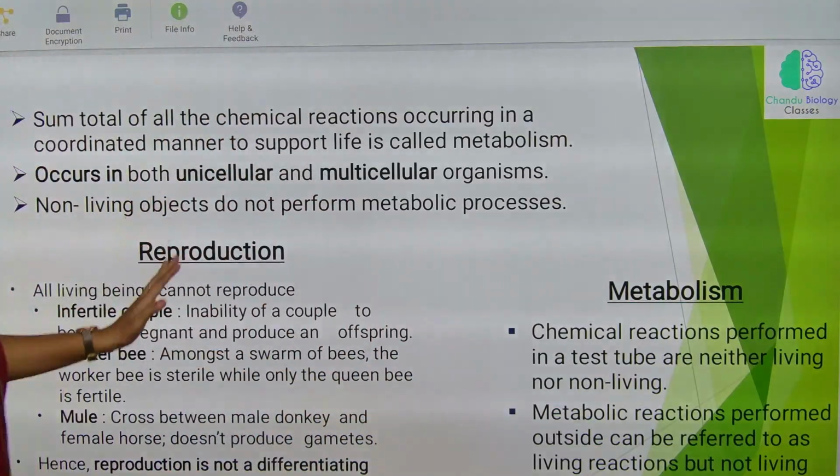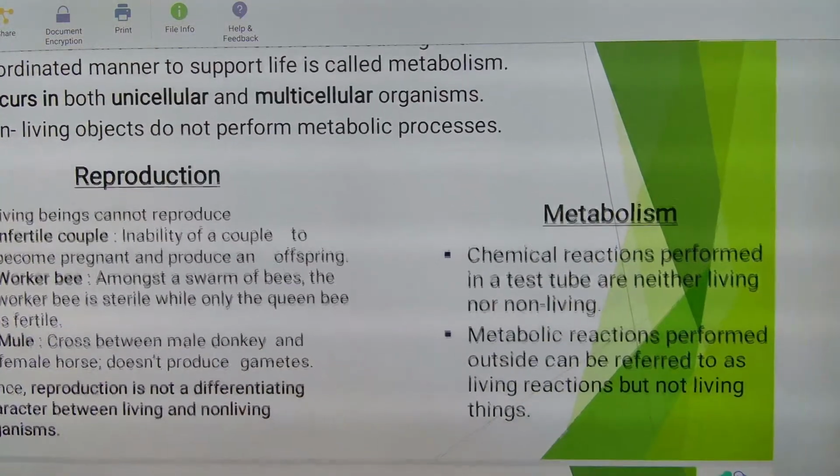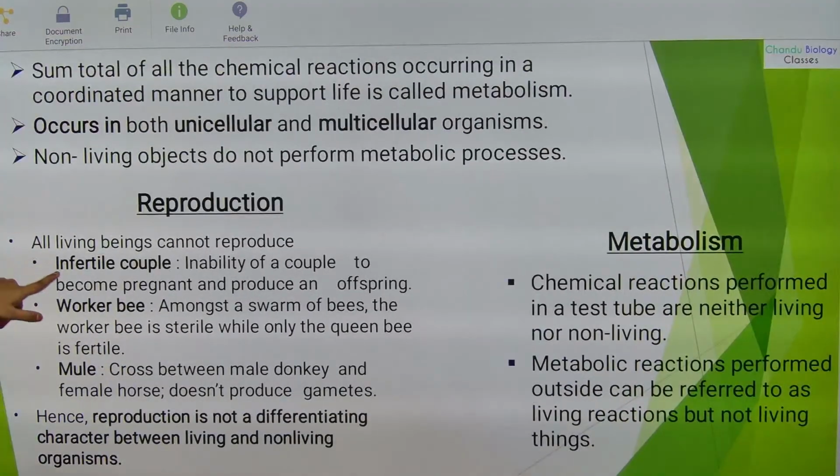Next, reproduction and metabolism. So here if we see, all living beings cannot reproduce. So that is why this is not a defining characteristic. We can take the example of an infertile couple or a worker bee in honeybees. Worker bees are living, but they cannot reproduce. And then the mule, which is a sterile offspring formed by the cross between donkey and horse. Hence, reproduction is not a differentiating character between living and non-living organisms.